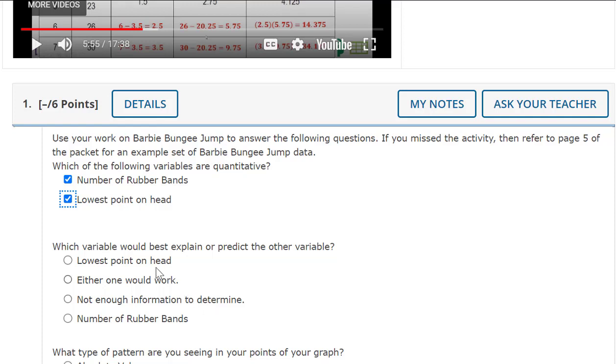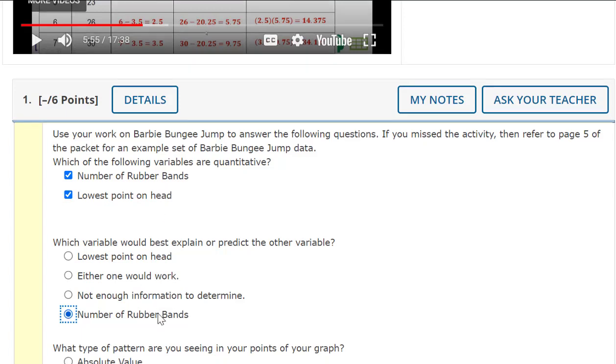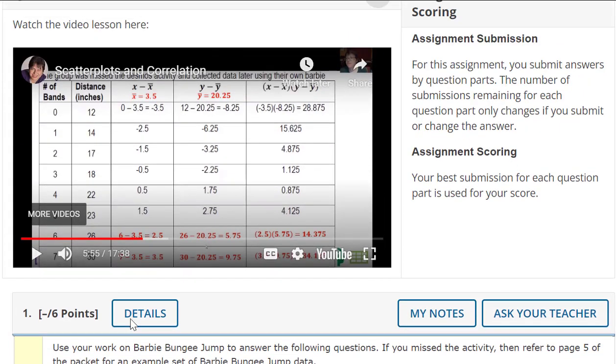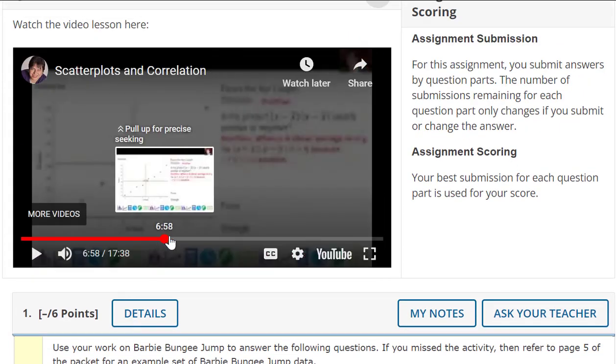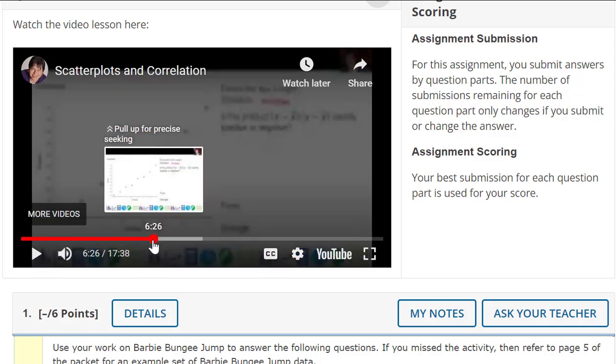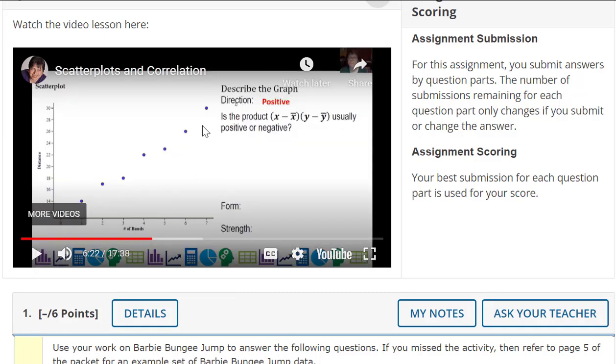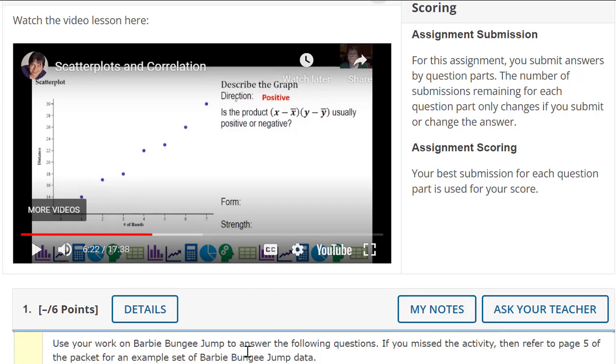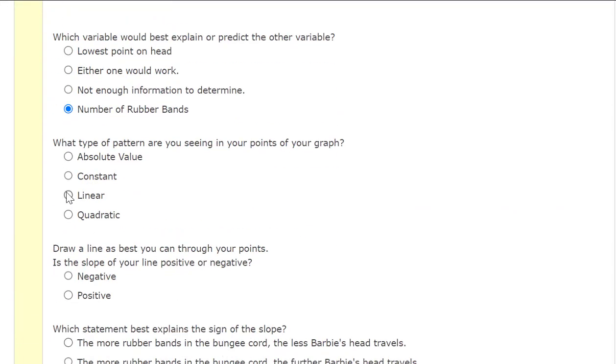So which variable would best explain or predict the other variable? The best explanatory variable would be the number of rubber bands. That would explain how far her head would go down. And what types of patterns? Hopefully you would see it's actually a very linear pattern. So we're going to say linear.